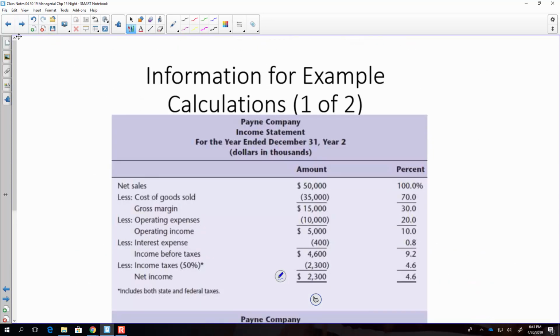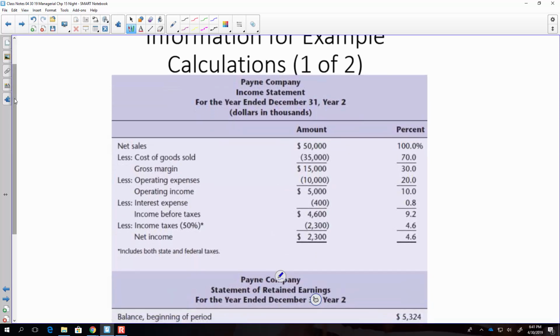All right, so here we have our vertical analysis actually, and you can see that in this case, we have 4.6 cents of profit for every dollar of sales. How do we get that 4.6? We took our 2,300 and we divided it by 50,000. That's our profitability ratio right there.